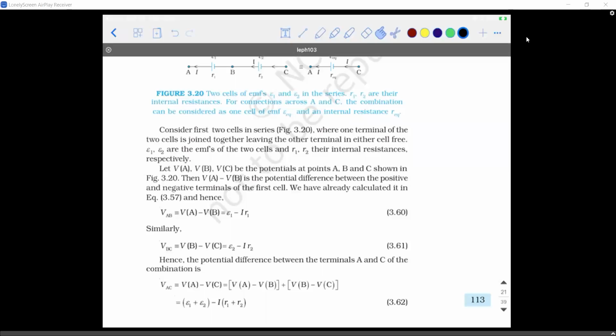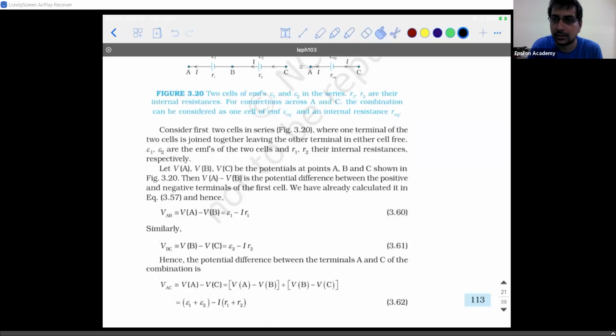So what was the last concept we discussed? We were discussing the resistors in series and parallel, right? Yes. So I remember that as the last concept that we discussed.